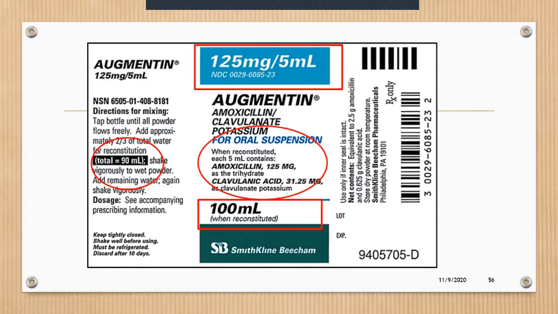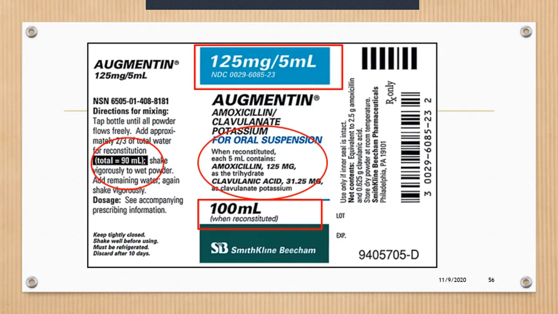You'll see other information on the label, such as keep tightly closed, because it's a powder, so you're going to have to keep this tightly closed, preventing moisture from reaching it, because we know stability issues with amoxicillin in aqueous medium. Shake well before using, must be refrigerated, and discard after 10 days. So the beyond use date for this reconstituted suspension, that means after you've added the diluent to make the suspension, it's only good for 10 days once stored in the fridge.